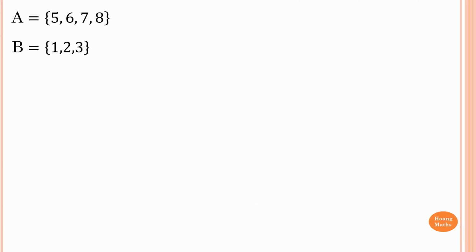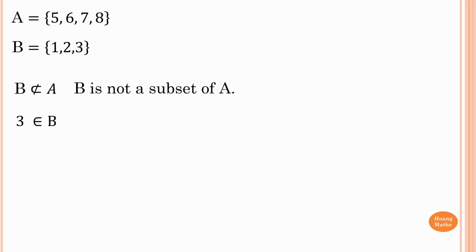Let's have a look at these 2 sets here. Set A, we have 5, 6, 7, 8. And B is 1, 2, and 3. So they're all completely different elements. So we can say B is not a subset of A. 3 is an element of B, because 3 actually comes from set B. So therefore we can say 3 is an element of B.